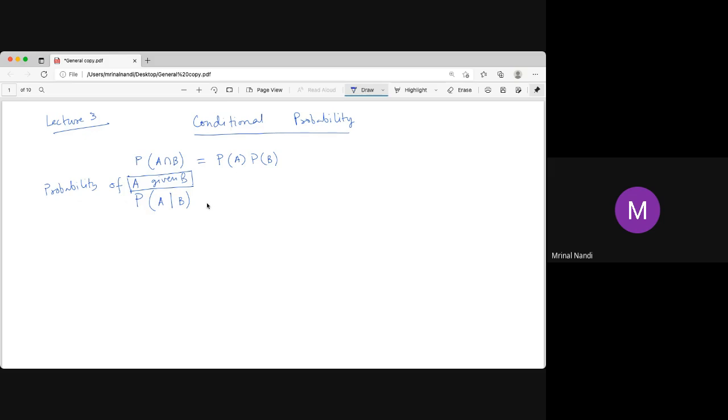So probability of A given B is probability of A intersection B divided by probability of B. Now, if probability of B is 0, then it is undefined. So we assume, provided, probability of B is not equal to 0. If probability of B is 0, then A given B is not defined.